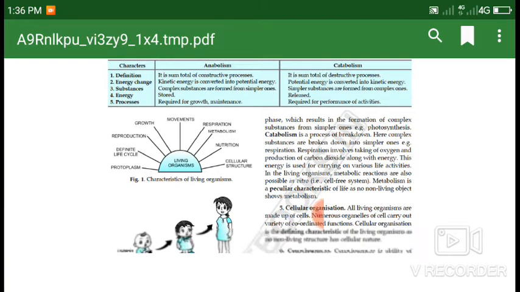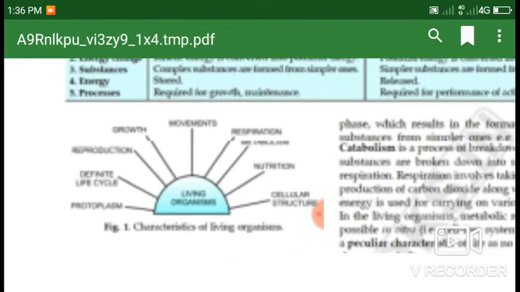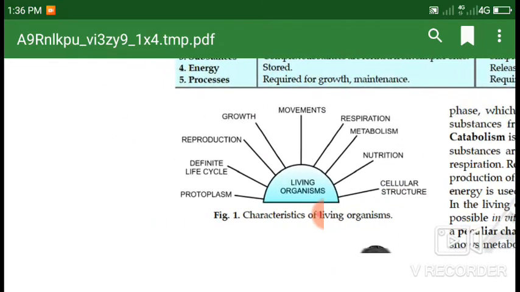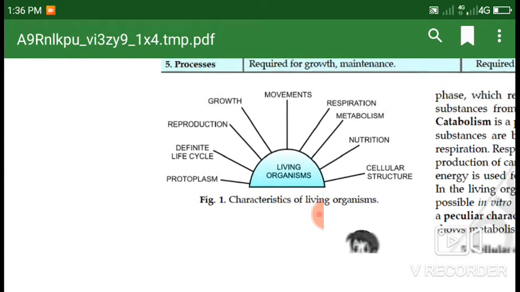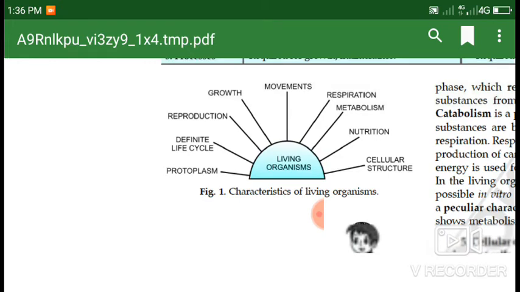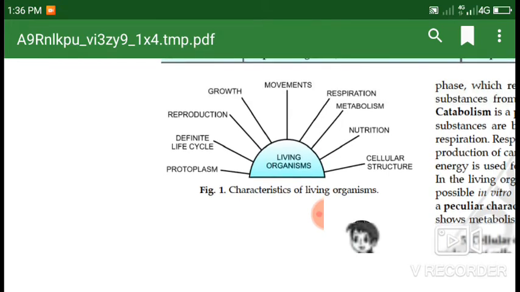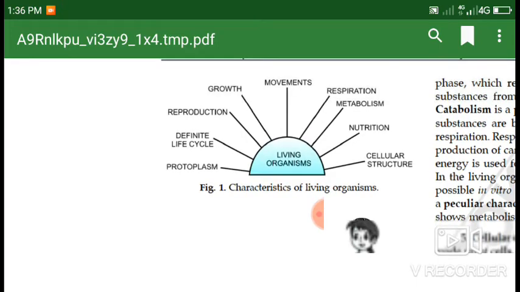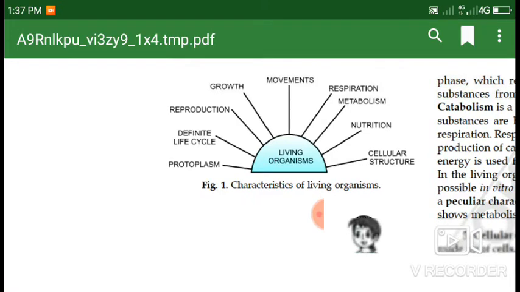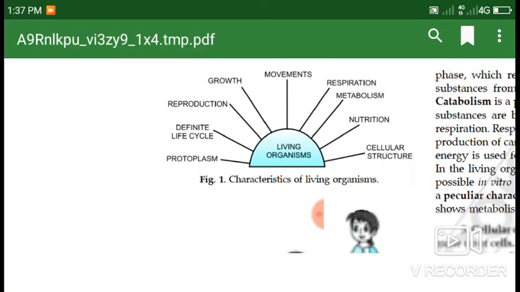Characteristics of living organisms: let us understand them. This chart shows the different characteristics of living organisms. Living organisms have protoplasm, a definite life cycle, reproduction, growth, movement, respiration, metabolism, nutrition, and cellular structures, which combine to make a living organism.